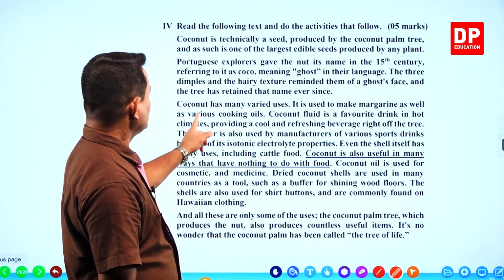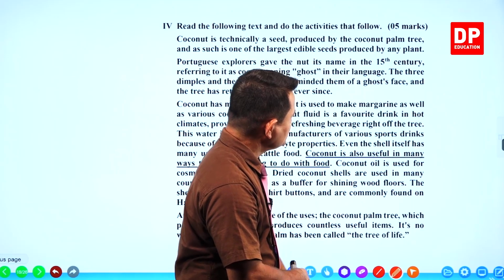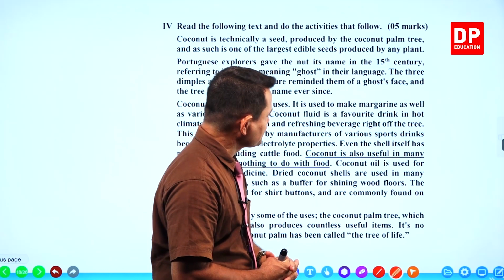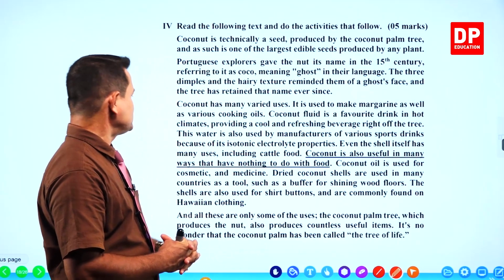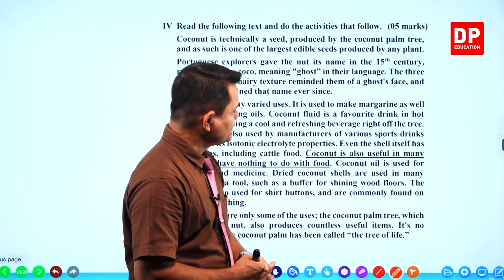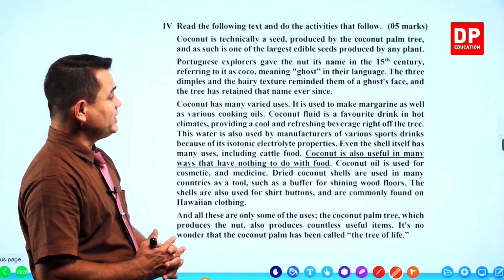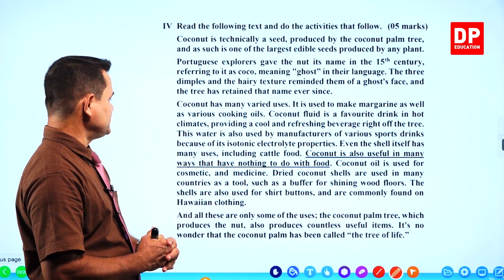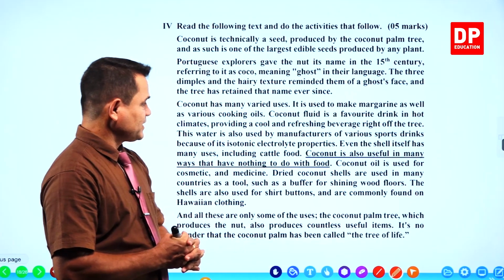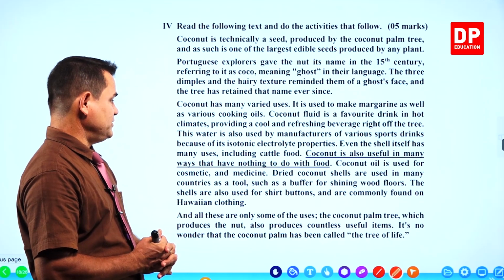Right. Coconut has many varied uses. It is used to make margarine as well as various cooking oils. Coconut fluid is a very favorite drink in hot climates, providing a cool and refreshing beverage right off the tree. This water is also used by manufacturers of various sports drinks because of its isotonic electrolyte properties. Even the shell itself has many uses, including cattle food.